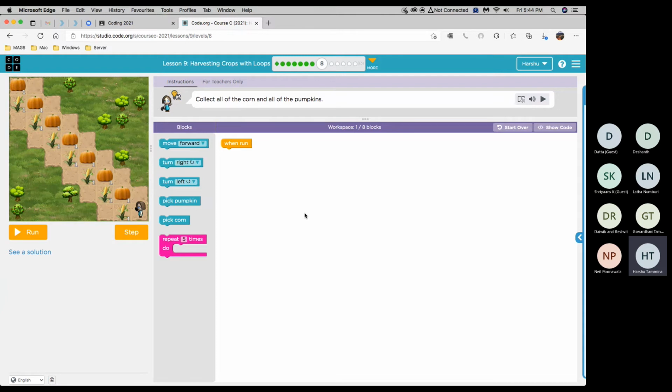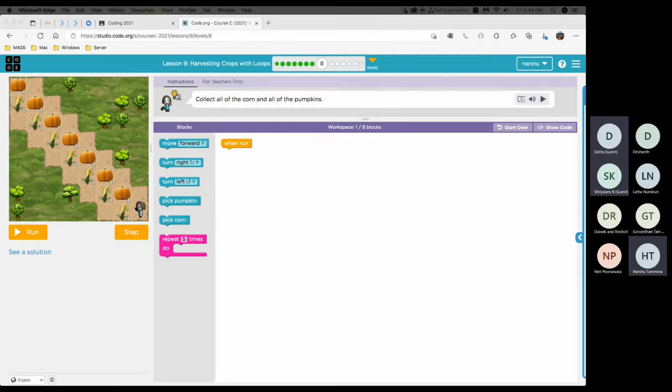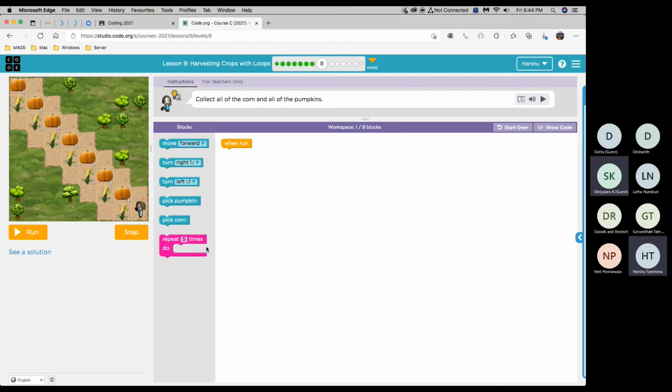Okay. So first you do, wait, let me just check. Yeah, you do a repeat 7 times block. And do a move forward. And pick. And pick. And pick. And then do a turn right. All of the code is inside of the repeat 7 times.